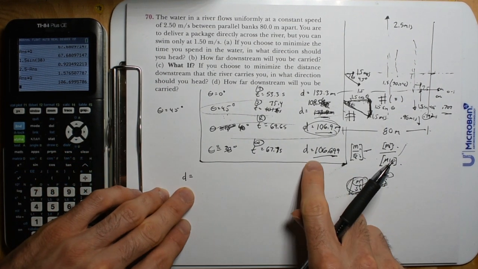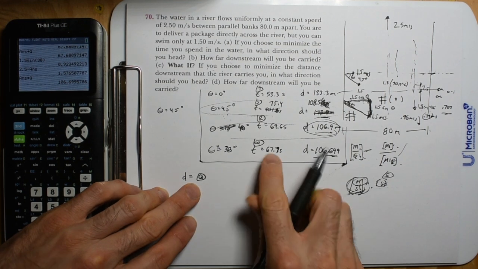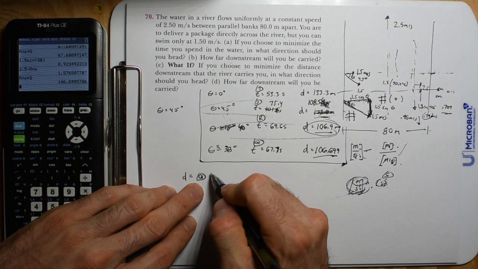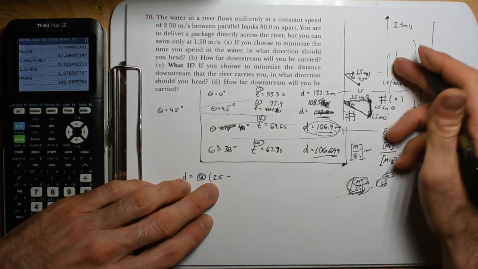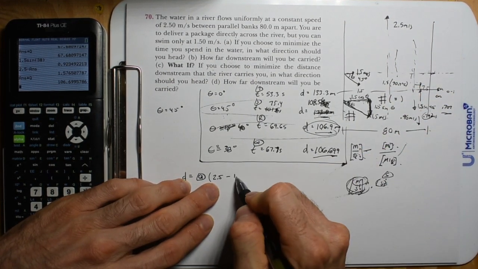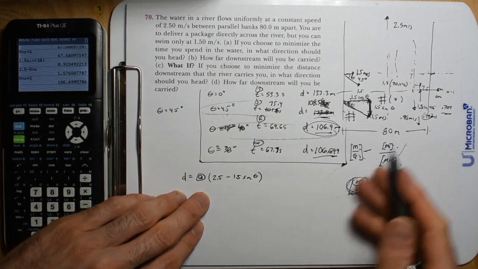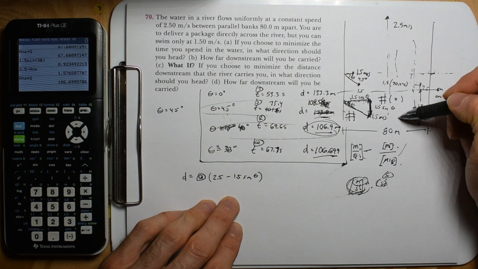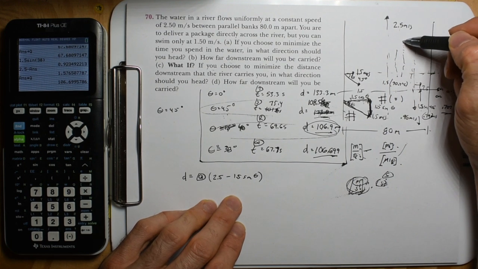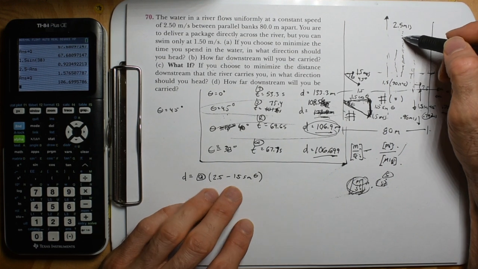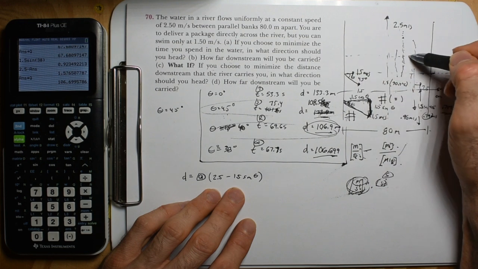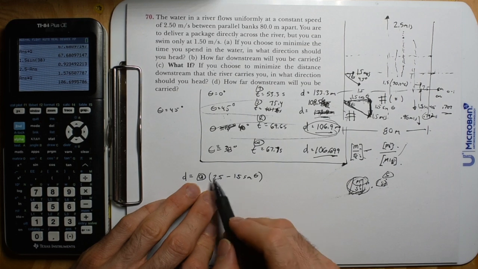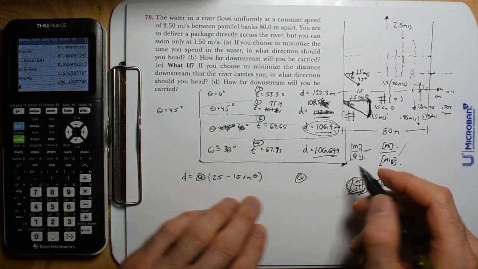What were we doing to get distance? Distance was going to be equal to that time, let's say this q, times the velocity, which was 2.5 minus the 1.5 sine theta. Okay, so that was distance. We had to get the velocity downstream minus the velocity upstream to get the relative velocity downstream, multiplied by the time it takes to actually get across. That's our distance.